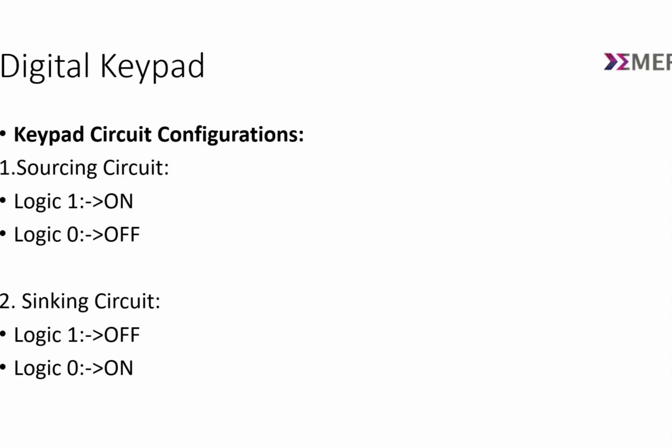Next we can see keypad circuit configuration. We have two types of circuits, sourcing circuit and sinking circuit. In a sourcing circuit, we can say logic 1 is on and logic 0 is off. Quite opposite of that is the sinking circuit, so logic 1 is off and logic 0 is on.